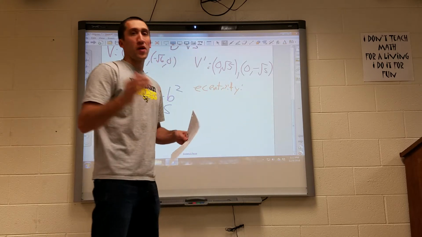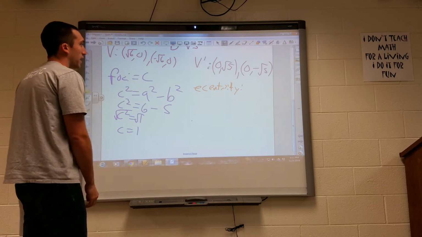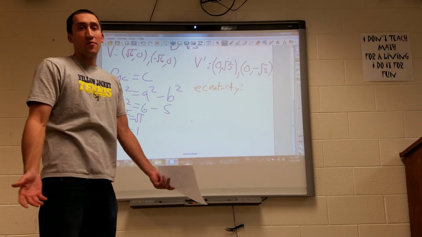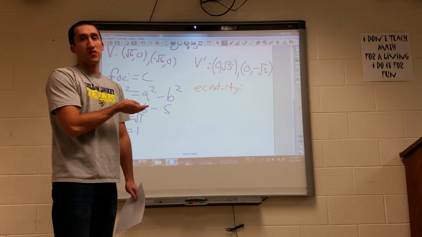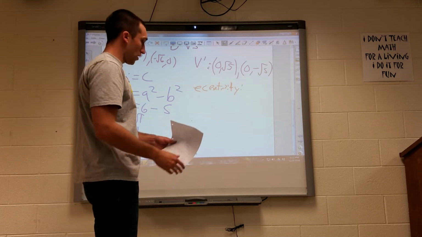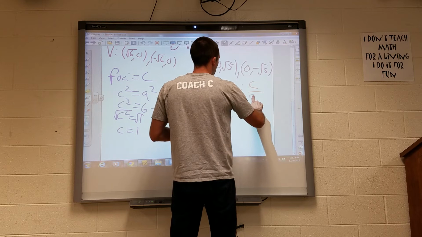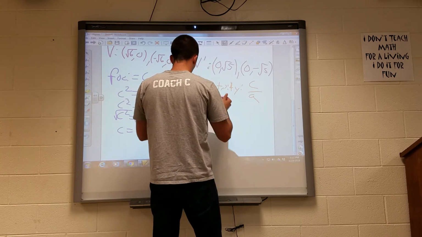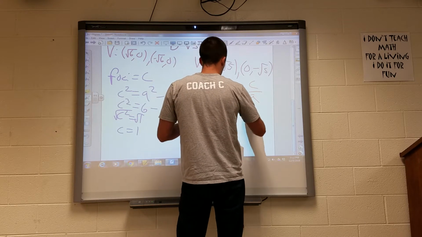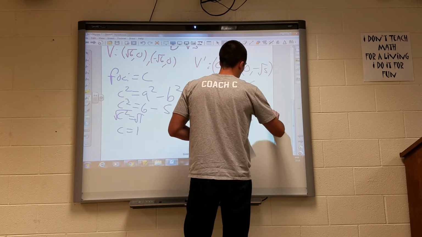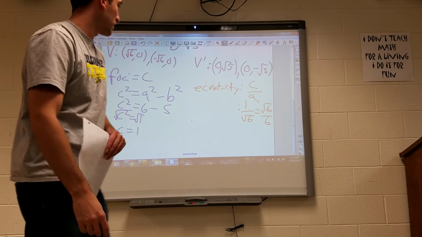And eccentricity is basically just how curved my ellipse is. And in terms of sketching, it's not really going to help us sketch in any way. But eccentricity is definitely a critical piece of information that you'll be looking for on the test. So eccentricity is just your point c, your foci, divided by a. And since my foci is 1, I get 1 over radical 6, which is radical 6 over 6. That's my eccentricity. That's just how curved my ellipse is.